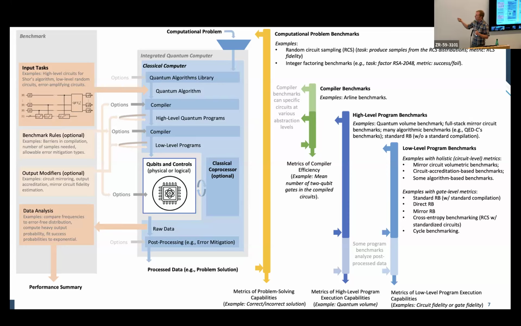I could also look at low-level programs, where there are some very detailed pulse-level metrics maybe that I want to run, or pulse schedules that I want to run. And all of these things are useful things to do. They answer certain people's questions about the utility of their devices.